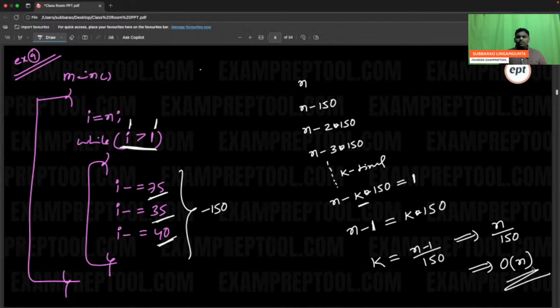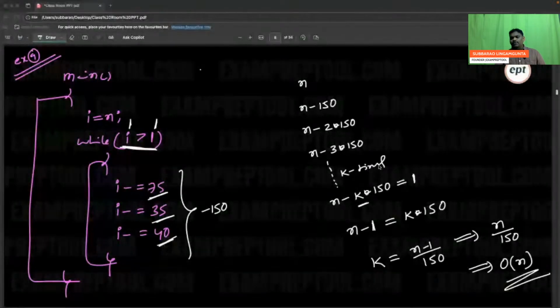Time complexity means how many times the loop runs. That is the meaning of time complexity. That is the goal. Time complexity means how many times the loop runs. I think this loop is n by 150 times, order of n.